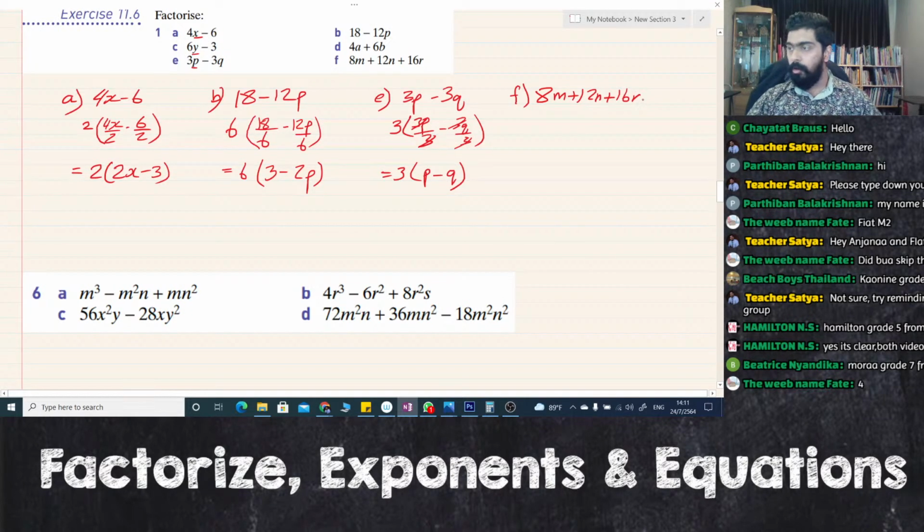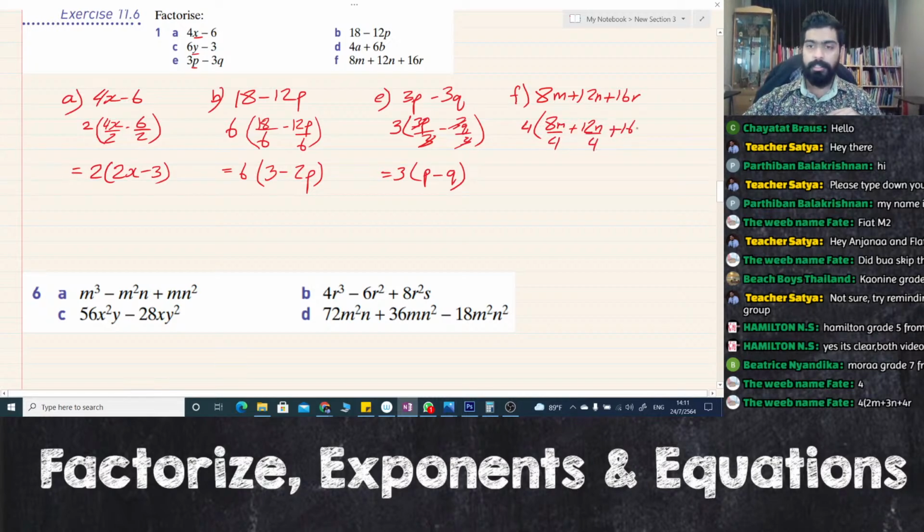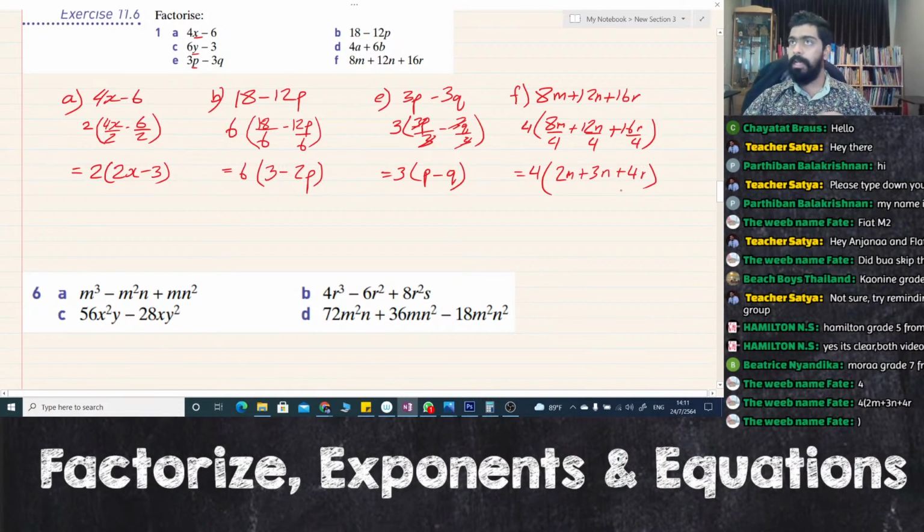Fiat, is that right? Okay, can you type, that is the GCF, right? So now factorize it fully. So what will be our final answer? We'll put 4 in front of the bracket, that's right. And then we divide everything by 4. So we have 8m over 4 plus 12n over 4 plus 16r over 4, right? And the final answer would be 4 with 2m plus 3n plus 4r. That is correct, Fiat. Very, very good.